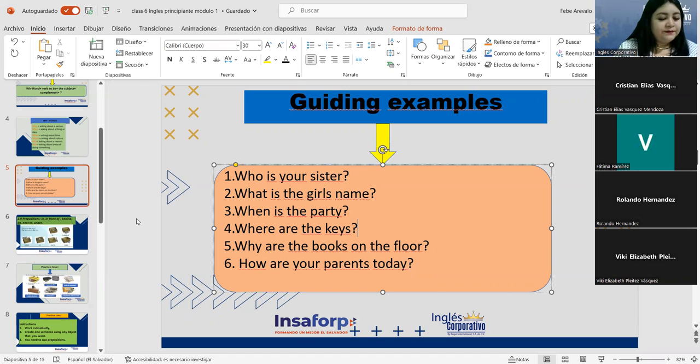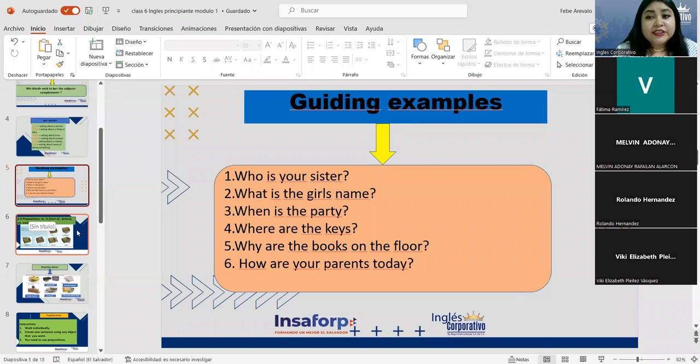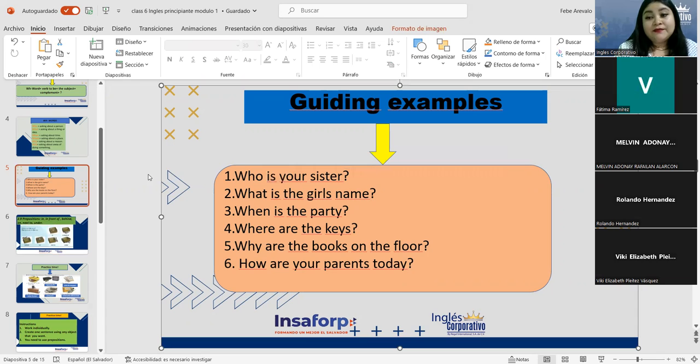Melvin, I hear you. Tengo una pregunta. ¿Esto se puede usar tanto en plural como en singular? Yes. Sí, porque usted puede decir, why are the girls here? ¿Por qué están las chicas aquí? Ah, no, yo preguntaba porque las primeras tres oraciones están en singular. Pero cuando es el is, depende de su verbo to be. No, yo preguntaba si se podían usar todas tanto en plural como en singular. Yes. Sí, eso no tiene nada que ver. Las WH las puede utilizar con lo que usted quiera.